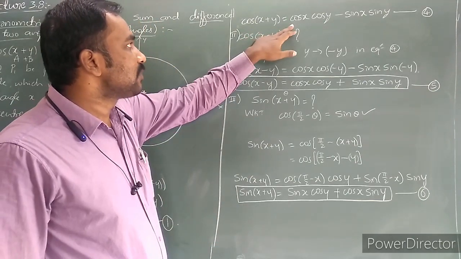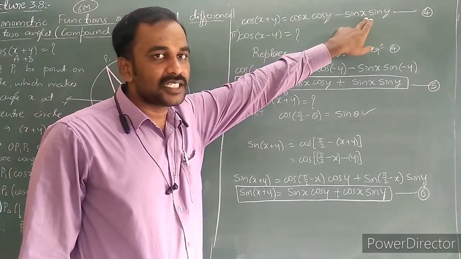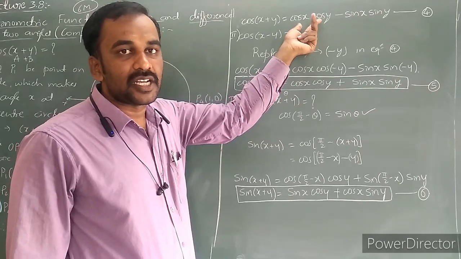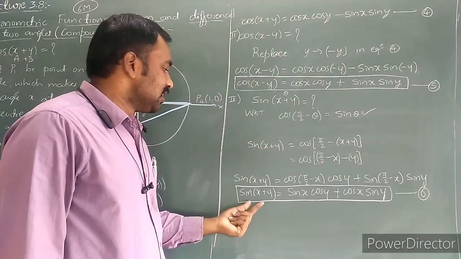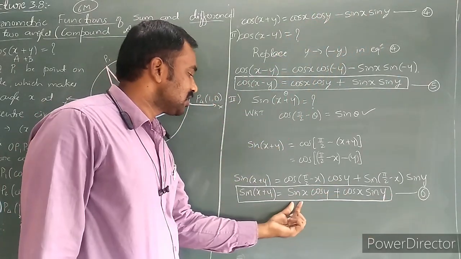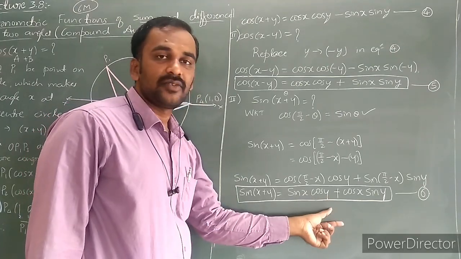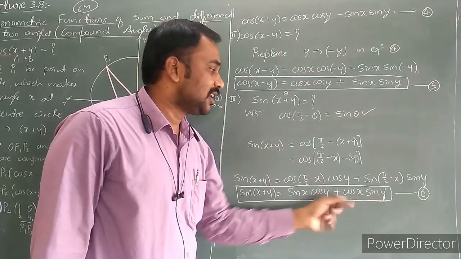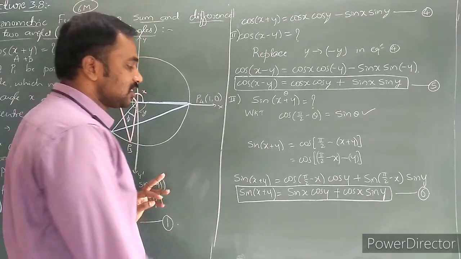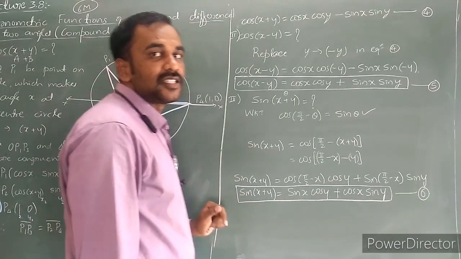In cos of x plus y, cos x cos y minus sine x sine y is the product, same ratio: cos cos, sine sine. Here it is sine cos, sine... once sine into cos, angle x y. Here cos y, the angle interchanges. That's all. This is the sine of x plus y.